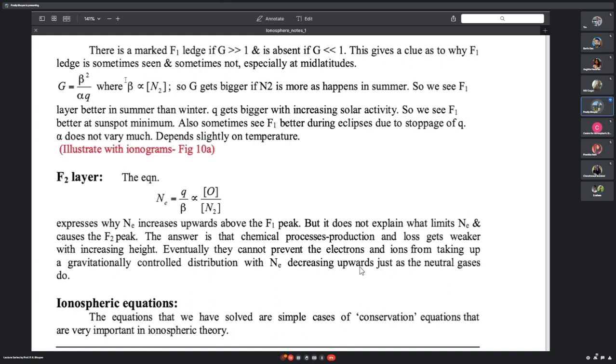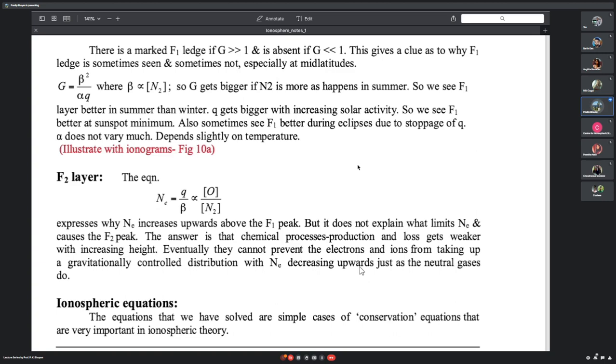Therefore, this Q, if it is zero, not exactly zero, nearly zero, because if it is zero, then this becomes infinite. It cannot be like that. So when Q becomes nearly equal to zero, beta Z will be very, very large. So during solar eclipse also, F1 ledges have been seen. Okay? Then coming to again F2 layer.